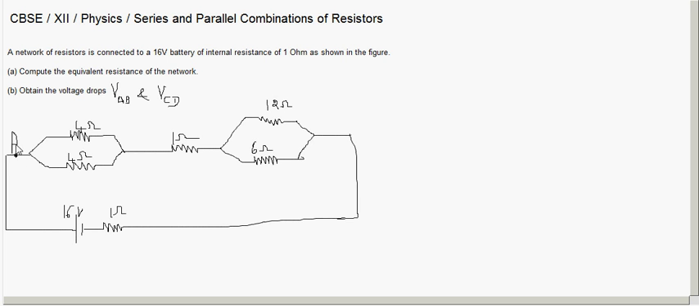A, B, C, D. VAB and VCD we need to find out. VAB is the voltage across terminals A and B, and VCD is the voltage across terminals C and D.